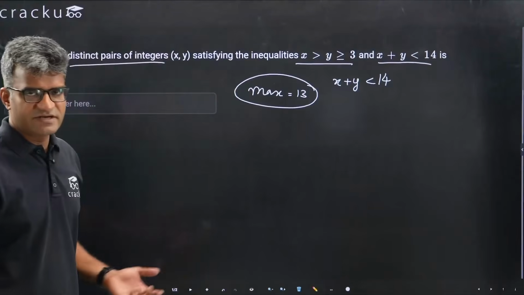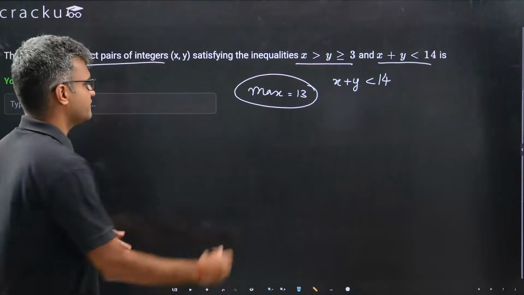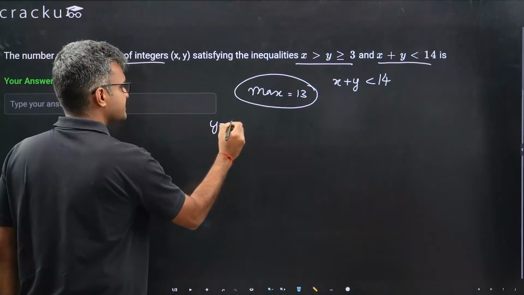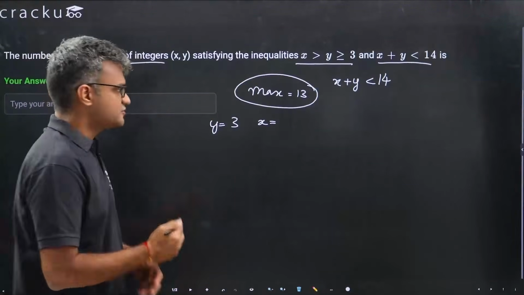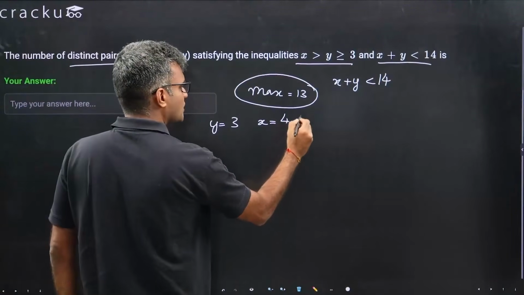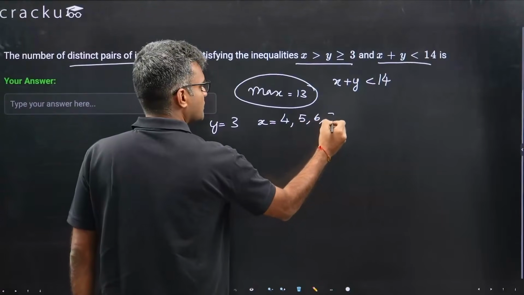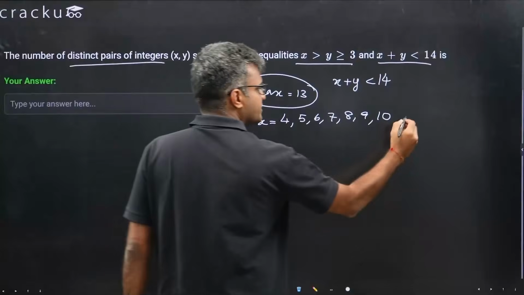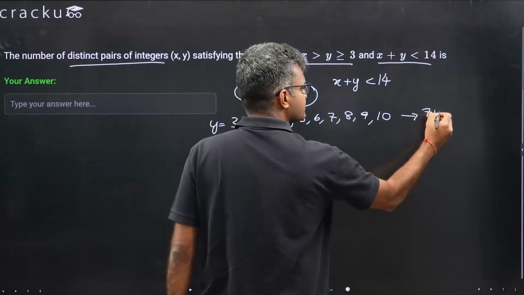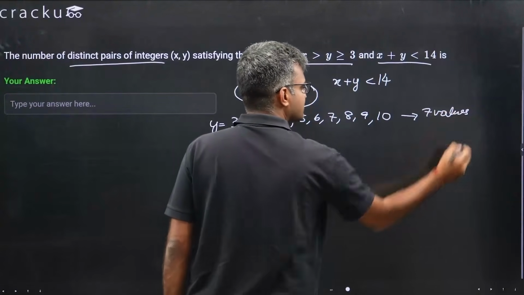So let us consider the different cases. The smallest possible value of y is 3. So if y is 3, what are the values x can take? x has to be greater than y. So x can be 4 or 5 or 6 or 7 or 8 or 9 or 10. So it can take a total of 7 values. This is when y is equal to 3.